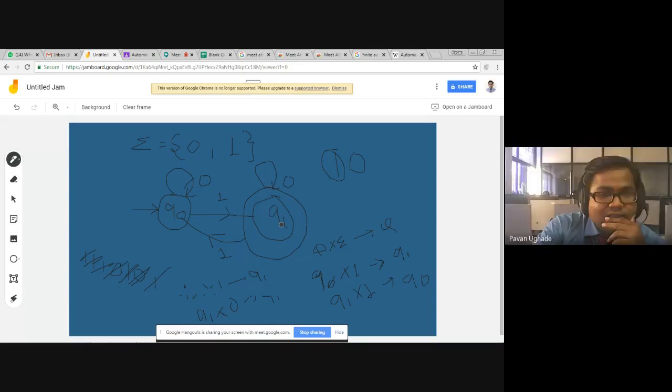Is it in the final state? So whether the string is accepted? Yes, it is accepted, right guys? Because if any string, after processing completely, reaches the final state, it is going to be accepted.